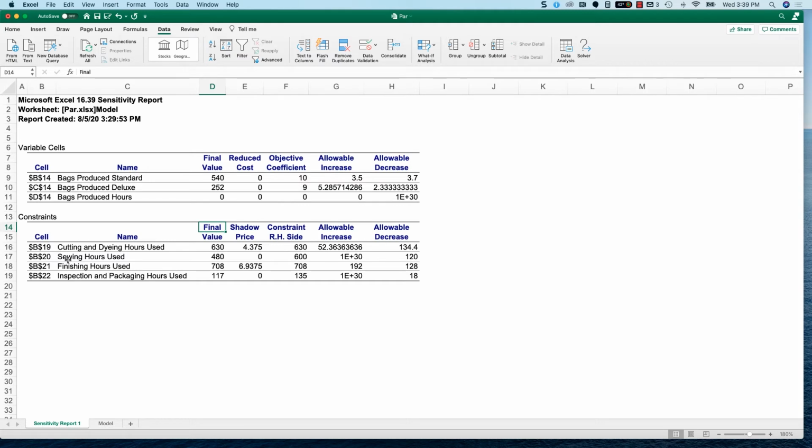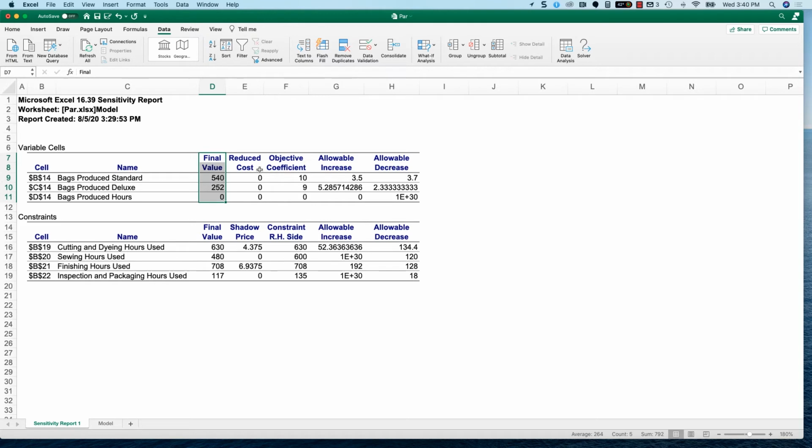As we look at the variable cells in this first part, what I've highlighted are the values for each of the products: 540 standard bags, and for the deluxe bags, we need to produce 252. The amount of hours remaining to produce the bags is now 0. We're saying that it took all of the time we had allocated to produce those bags, which is exactly what we want to do. Whatever numbers come up here, we know that's the optimal solution.